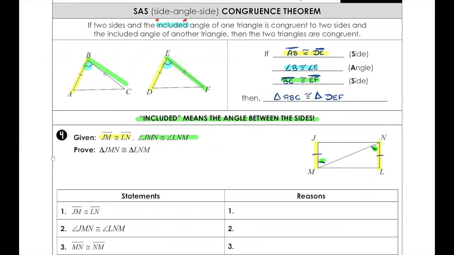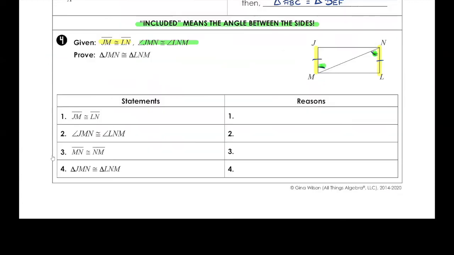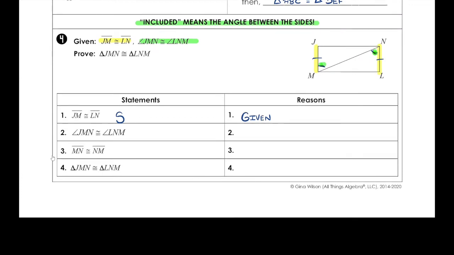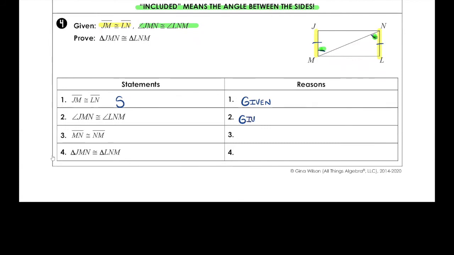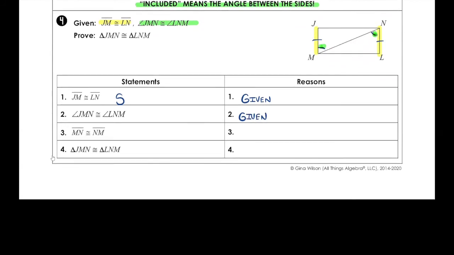So how do we know segment JM is congruent to segment LN? They told us. And then again, it helps if we just say, well, that's a side. Let's put an S in there. How do we know angle JMN is congruent to angle LMN? It's also given. They told us so. In the future, we'll be able to prove that using our parallelogram theorems, but that's coming. That's an angle.